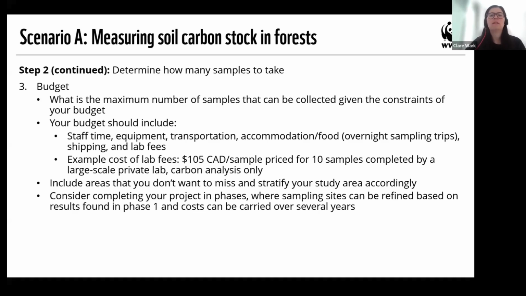So working within the constraints of a budget will mean that you need to ensure that your priority areas are captured by samples. This could mean stratifying your study area into unique units, and we'll speak more about this on the next slide. The last thing I'll mention about budget is that you can also complete your sampling in phases over several years to spread out costs. After that first pilot year, when you've got a little bit of data on your study area, your site locations could actually be further refined depending on those results and feedback from your field crew.